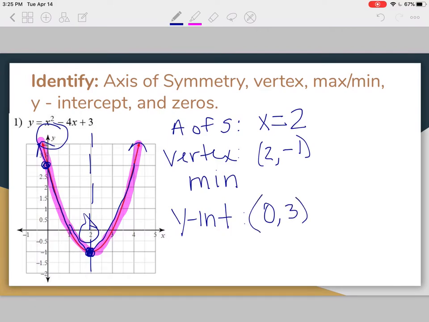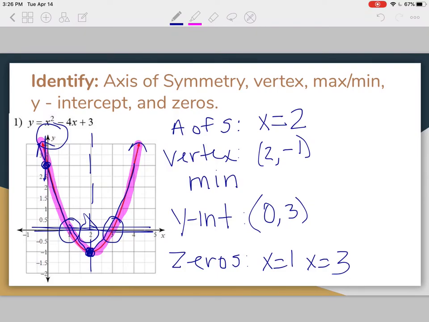Again, ordered pair. And then the last thing is the zeros. We're just going to say something very short about this and then move on. So the zeros is where it crosses your x-axis. Your y-intercept, where does it cross the y? Your zeros, where does it cross the x? And it's crossing right here at 1 and right here at 3. So my zeros would be x equals 1, x equals 3. Okay, so those are all the key points.